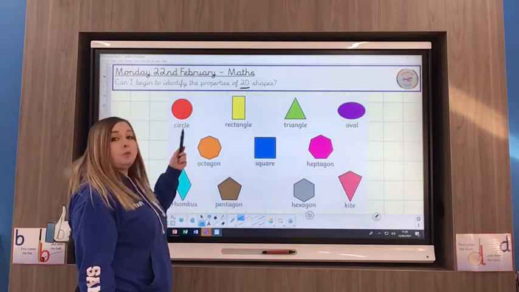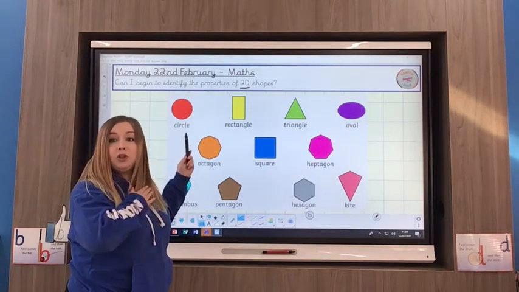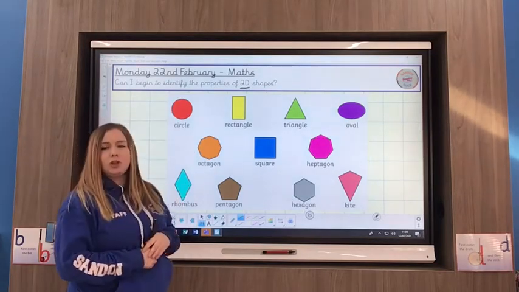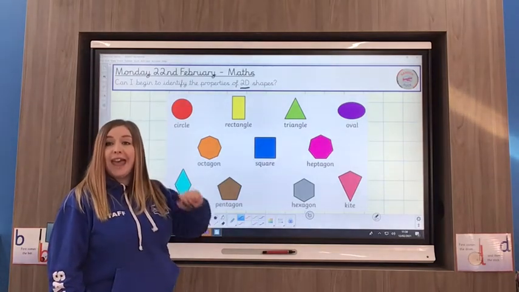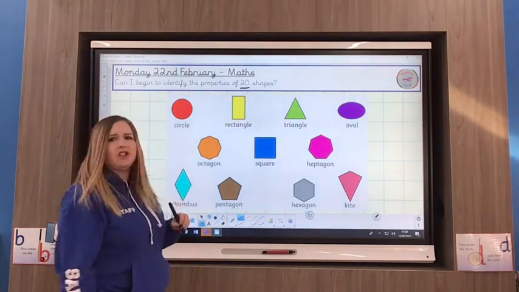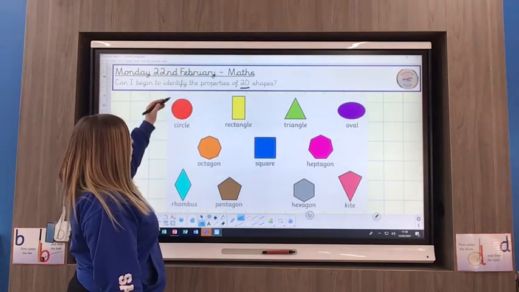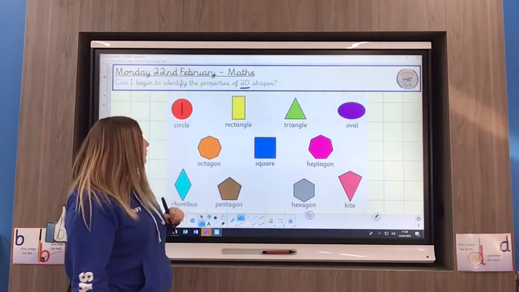The first one that we've got is a circle. I want you to say that one for me. Circle. Brilliant. And what can you tell me about a circle? It's got a round edge, hasn't it? And how many edges are there? It goes all the way around, so there's just one, and that one's a round edge.